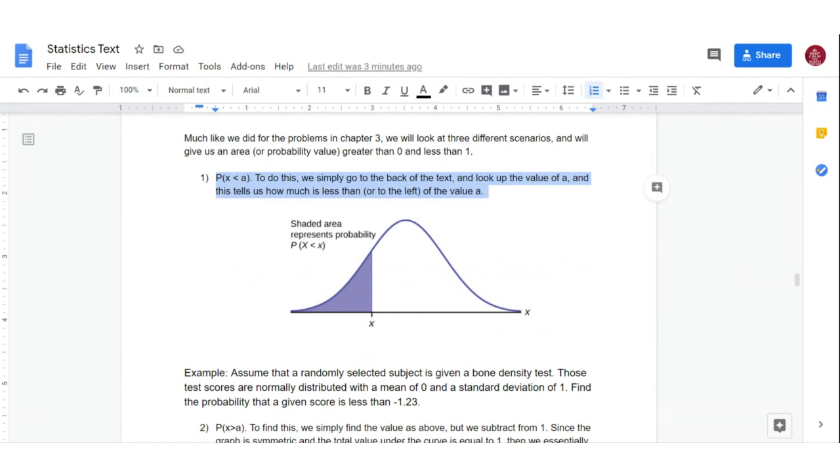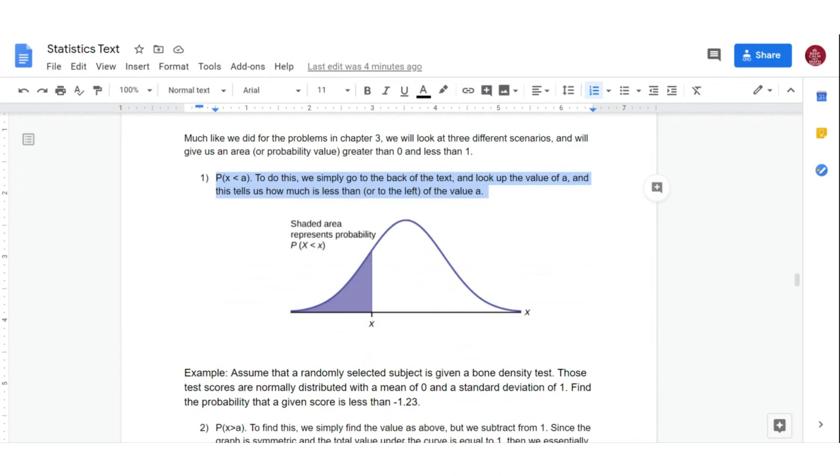Now, the first scenario is the probability of X less than some value. We call it A here. All right. And what that essentially means is if we have a z-score, we can find out the area to the left of that z-score, and that tells us what we want to know.